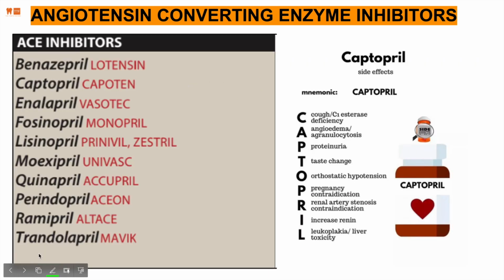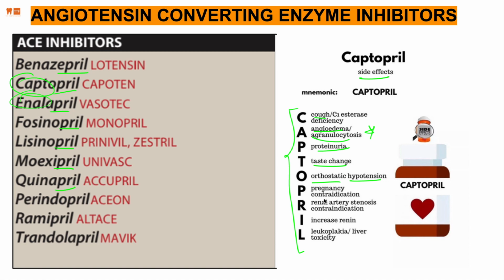Okay, moving on. ACE inhibitors. We have all the prils. Captopril, enalapril, very commonly known. Captopril side effects: this is a very easy acronym to remember, CAPTOPRIL. It can cause cough, angioedema, agranulocytosis. Very, very important to remember. Proteinuria, so protein is left in the urine. Taste changes, orthostatic hypotension, obviously from too much of it.